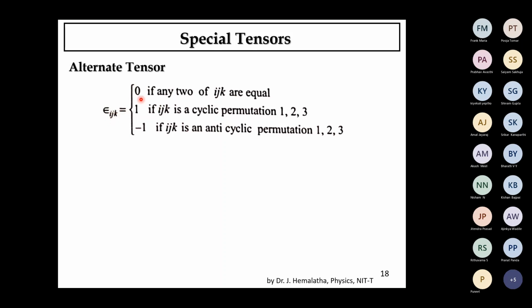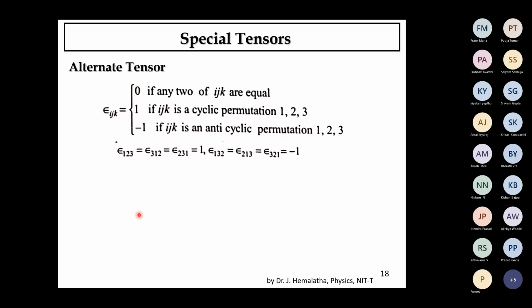So if ijk are equal, then the value is 0. And the value can be 1 and minus 1 also, based on the values of ijk. If the ijk values are in cyclic permutation, in cyclic order, epsilon will have the value positive 1. If it is anticyclic, that means if the order is changed, then it is negative. So epsilon ijk is like a function. It can have 0 value or 1 or minus 1 based on how ijk values are assigned. All ijk values equal means 0. If ijk values are cyclic, then it is plus 1. If they are not cyclic, then minus 1 will be the value.